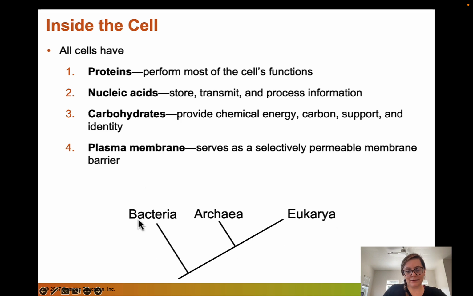But all basic cells have these fundamental units. All cells have proteins, and these form most of the cell's basic functions. All cells have nucleic acids that store, transmit, and process information. All cells have carbohydrates that they can use for chemical energy, carbon, support, and also identity. And all cells have a plasma membrane that serves as a selectively permeable membrane to separate the insides of the cell from the outside environment.